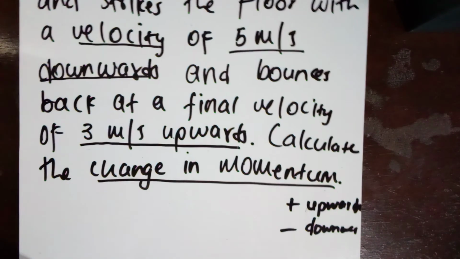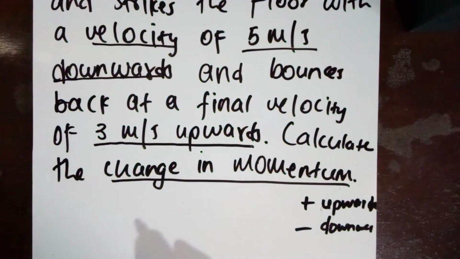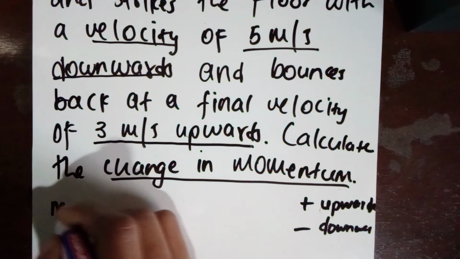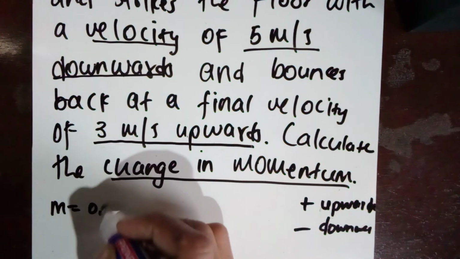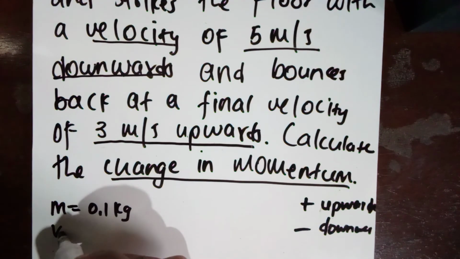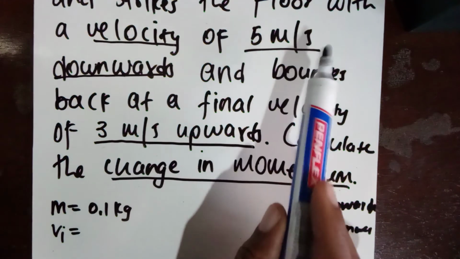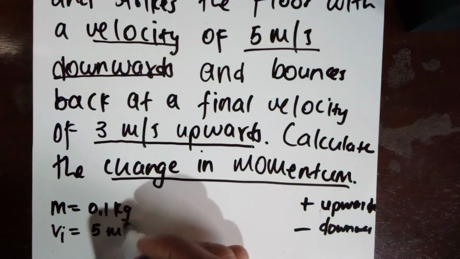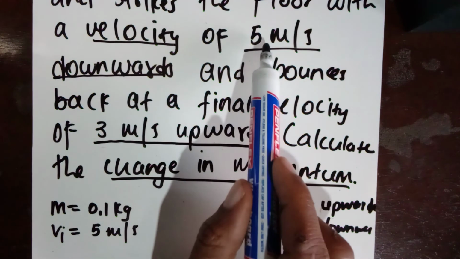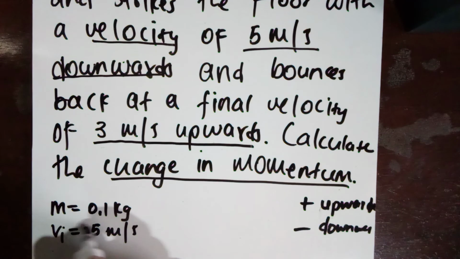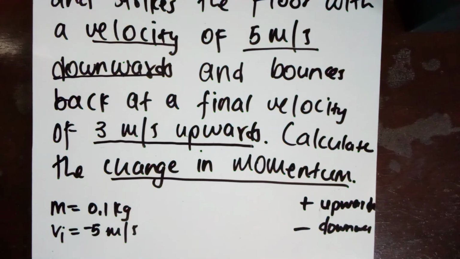And then the second thing we have to do is list all the given quantities. What is it that you know? We know the mass, we are given the mass, which is 0.1 kg, and then we are given the initial velocity. That initial velocity is 5 meters per second, and they said that it is downwards, and we said that downwards is negative, so this is actually going to be minus 5 meters per second.